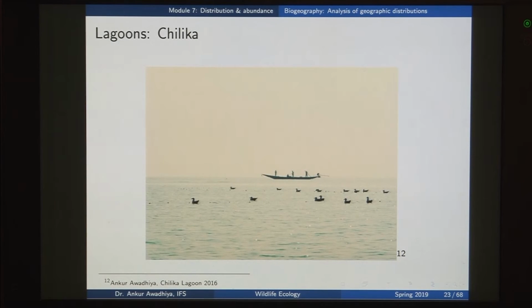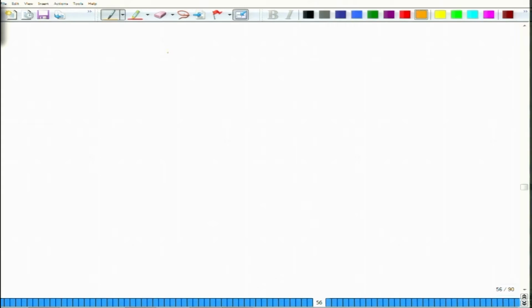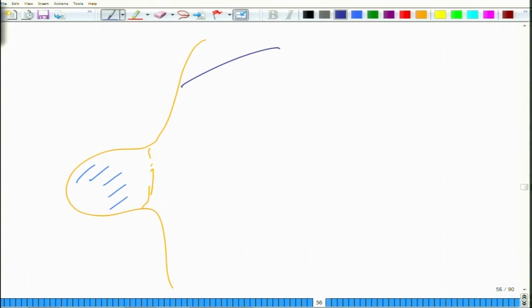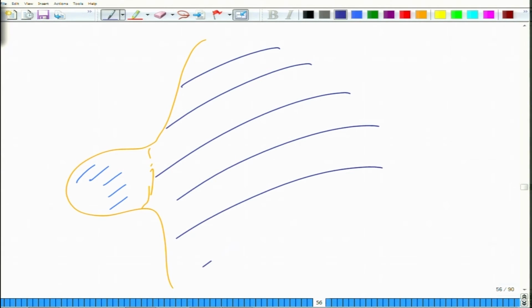Another very specialized habitat is that of the lagoons. Now, here we are seeing the Chilka lagoon. Now, in the case of a lagoon as well, similar to the case of an estuary, a lagoon is a large water body. So, in the case of your Chilka lagoon, you have this water body. Here you have the oceans. In this particular case, you have the Bay of Bengal.